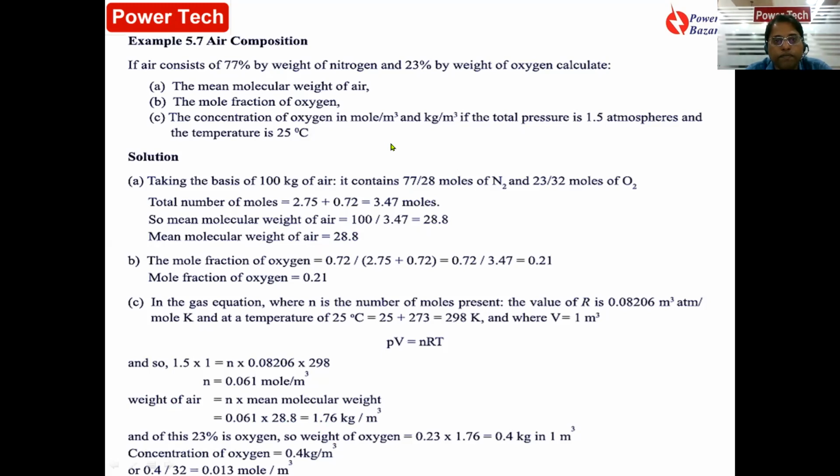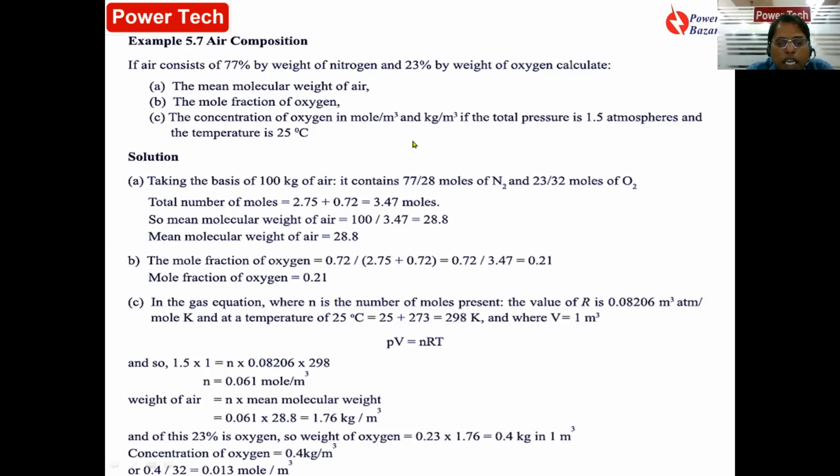That is the weight of air. Now, if 23% is oxygen, the weight of oxygen in 1 meter cube of air will be 0.23 into 1.76, that is 0.4 kg in 1 meter cube of air. So the concentration of oxygen is 0.4 kg per meter cube, and if I need to find it in moles, I have to divide it by the molecular weight. The molecular weight is 32. So 0.4 by 32 becomes 0.013 mole per meter cube.